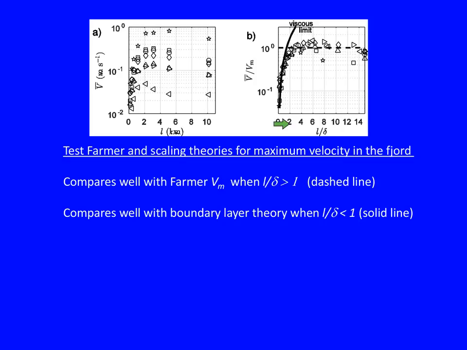But as L over delta gets smaller than about 2, we can see all the calculations fall on a single line, and they depart from the Farmer theory, which is up here at 1, and they come all the way down here following this viscous theory, which is this solid line. So the basic balance is predicted. The inviscid limit for L greater than delta and the frictional limit for L less than delta seems to be supported by this wide range of calculations.